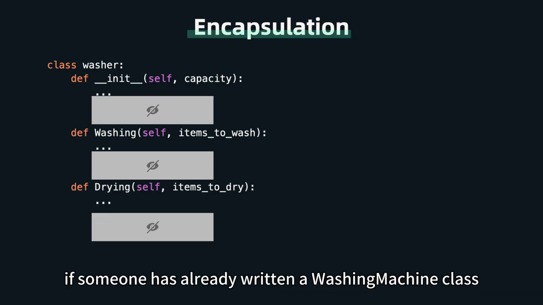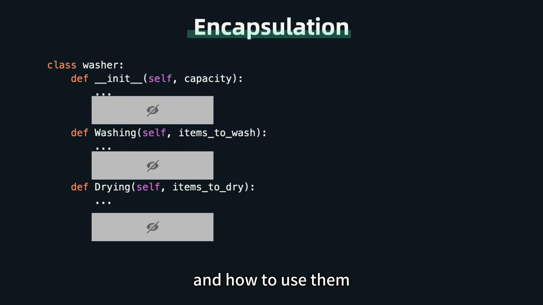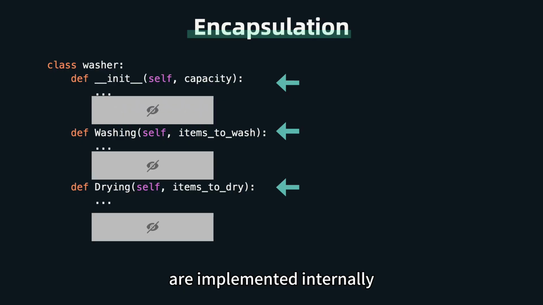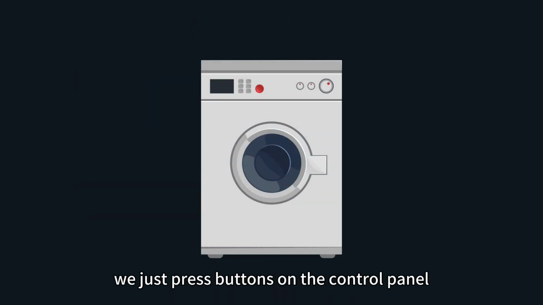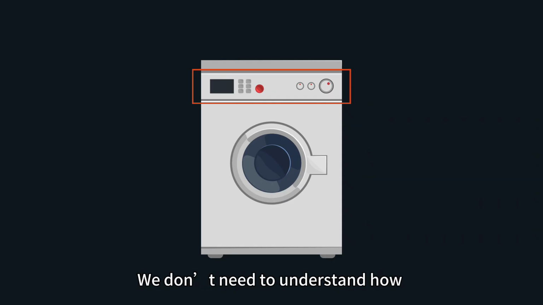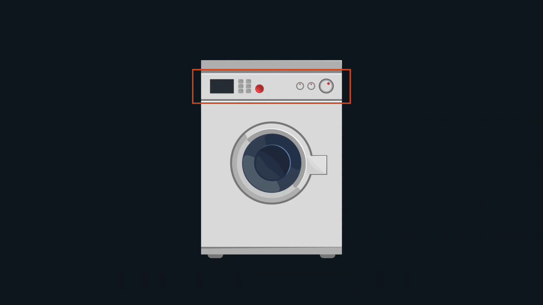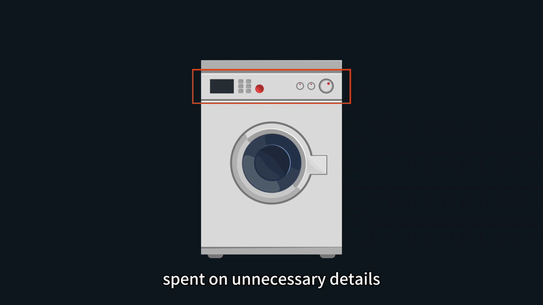For example, if someone has already written a washing machine class, you only need to know what methods it has, what they do, and how to use them. You don't need to know how those methods are implemented internally. This mirrors the real world. When we use a washing machine, we just press buttons on the control panel. We don't need to understand how it works internally or examine its circuitry. Encapsulation reduces the mental effort spent on unnecessary details.